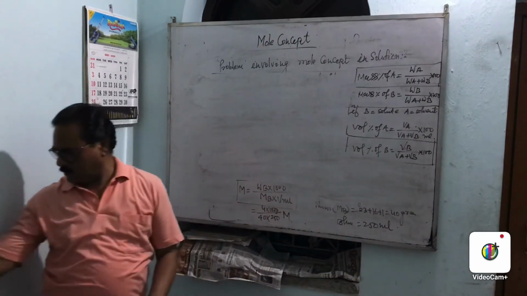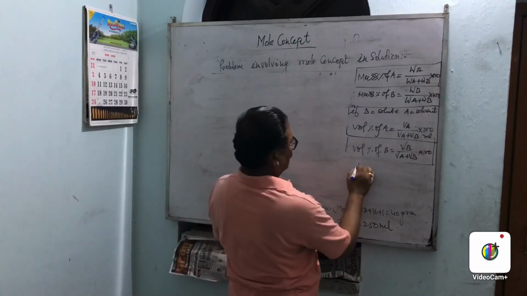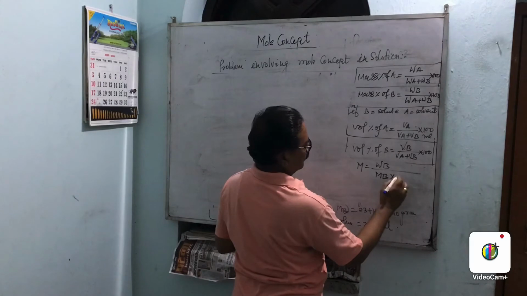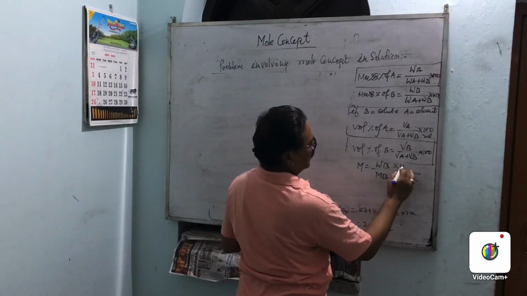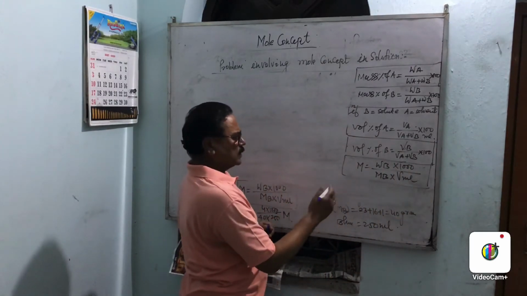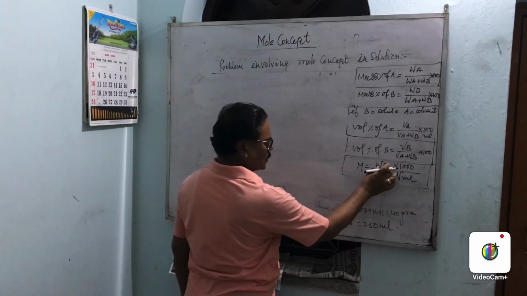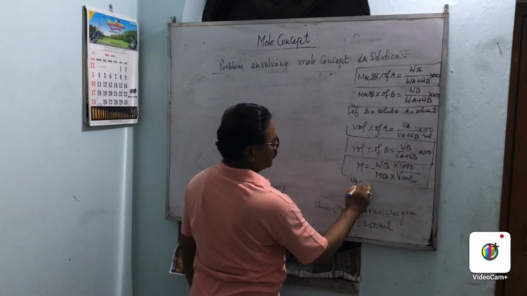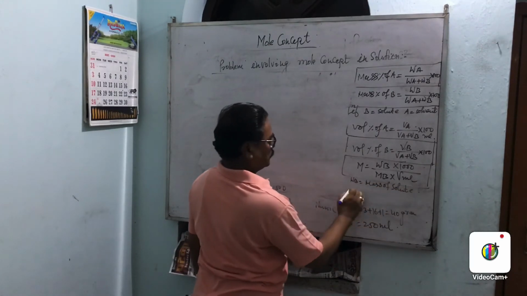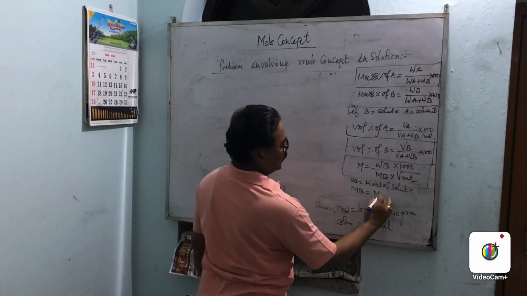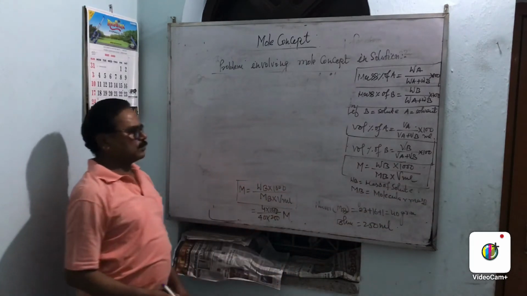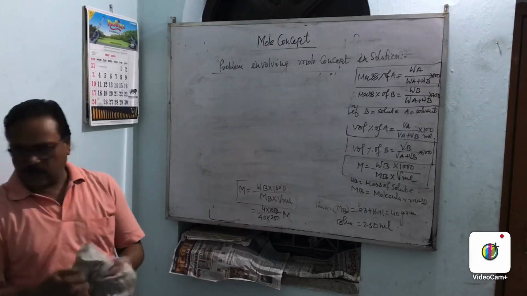So we have the formula. Molarity is equal to weight by molecular weight into volume in milliliter, multiplied by 1000. The term weight is the mass of the solute, given mass of solute, this is WB. And molecular weight MB is the molecular mass. So we have solved this problem in this way. Now that is a molarity equation.